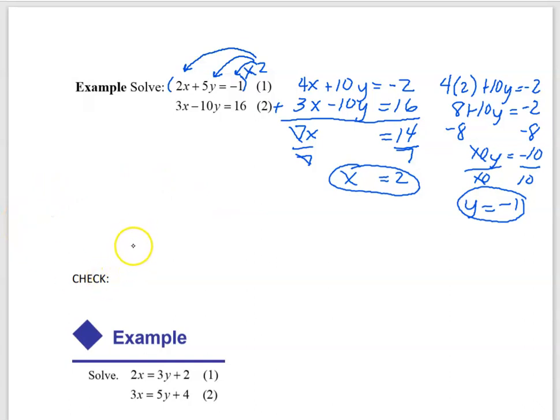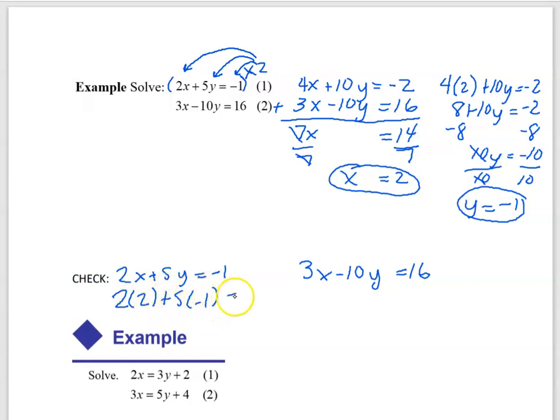Now, let's check and see. So this is the place, if we graph this, this would be the place where these two lines crossed. So I'm going to use my equations up at the top and make sure that we're correct. All I've done is rewrite these down here. I'm going to let x equal 2 and y equal negative 1. Instead of x, I'm going to put 2. Instead of y, I'm putting negative 1, and it should be equal to negative 1.